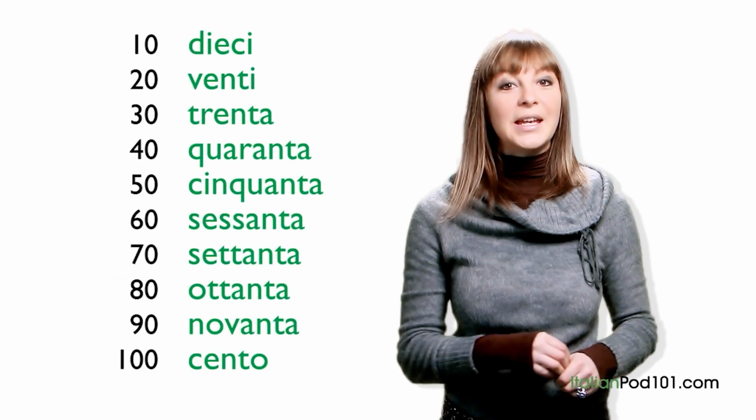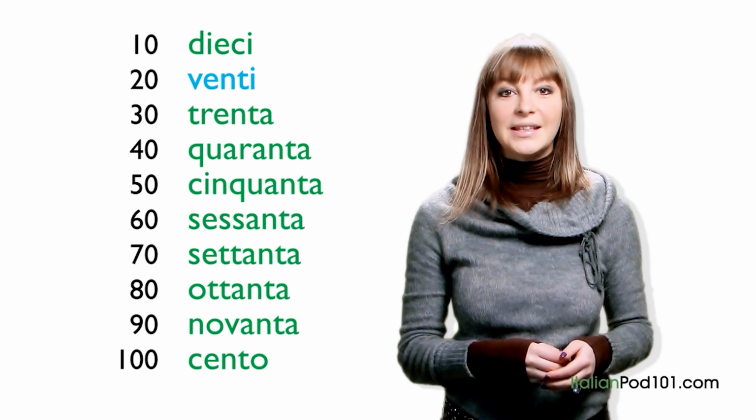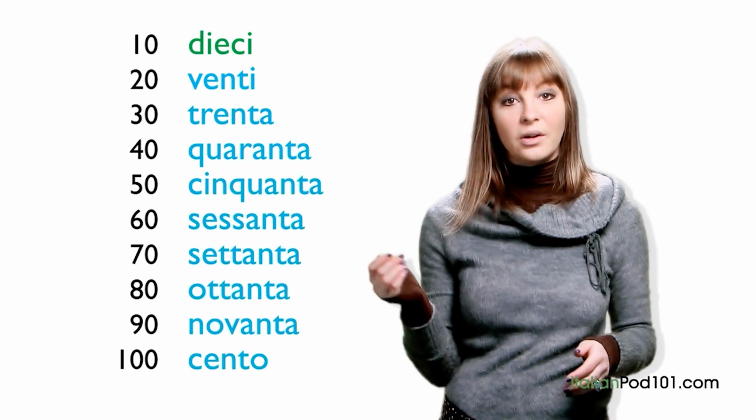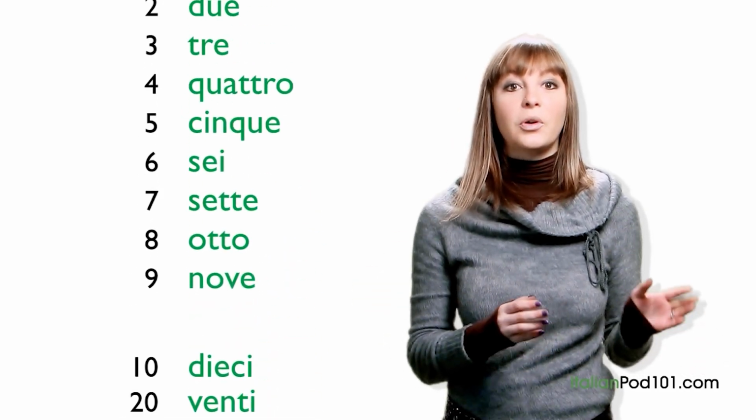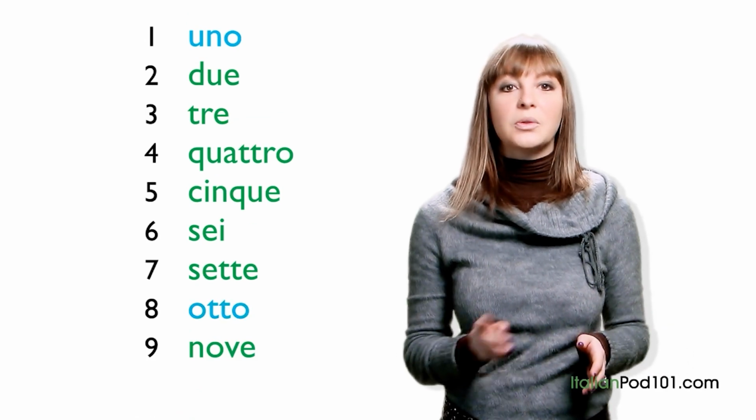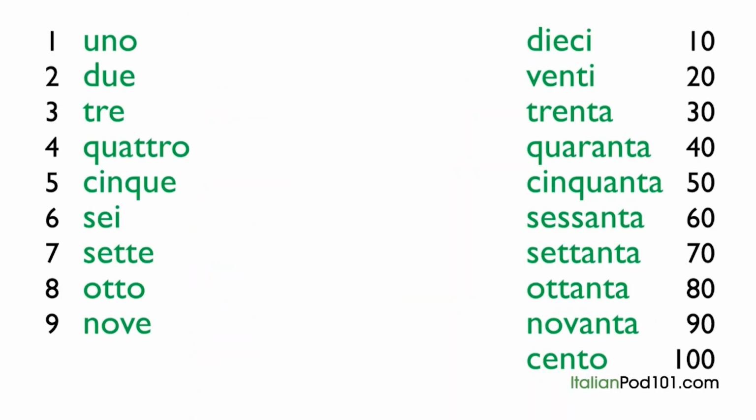Now, be sure to pay attention. Since the numbers 20, 30, 40, and so on drop the final vowel before uno and otto because they both begin with a vowel. For example, 21, or 38. After only 2 lessons, you are now able to count to 100 in Italian.